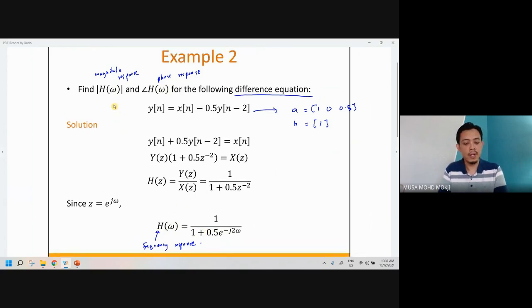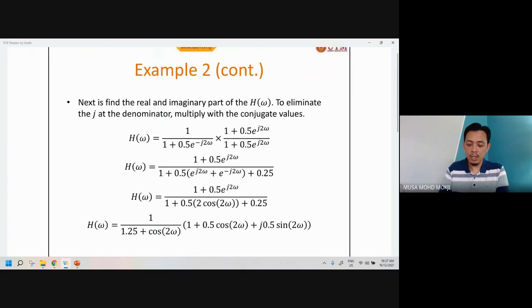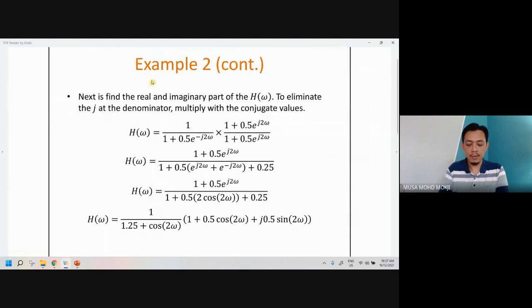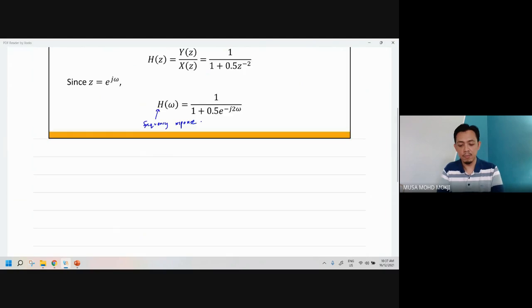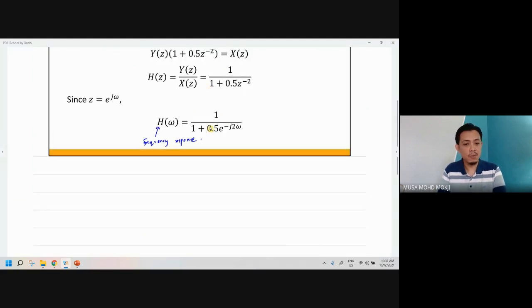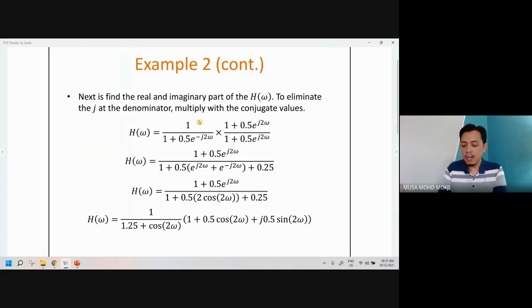Next, we will find these two, magnitude and phase. In order to do that, we need to find the real and imaginary parts, because this is actually a combination of both. So what is the real part? What is the imaginary part? It's not clear, so we need to separate that. We need to eliminate the j in the denominator, because we have this j. If the j is on the numerator, that one will be easy.